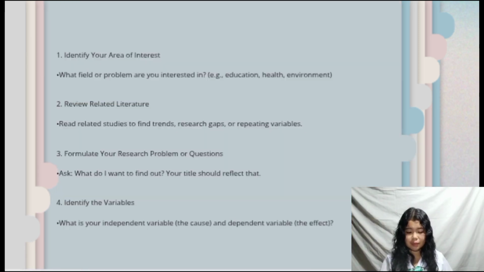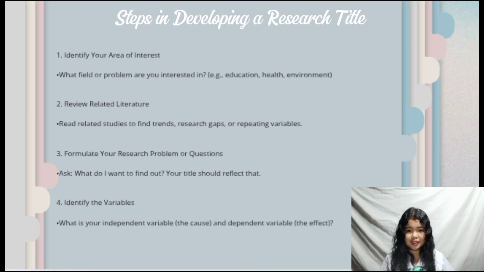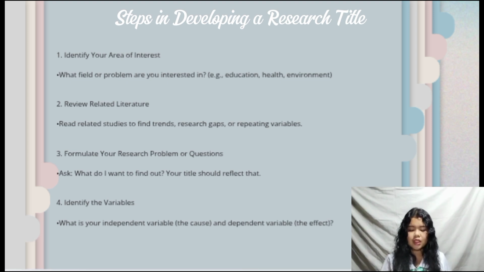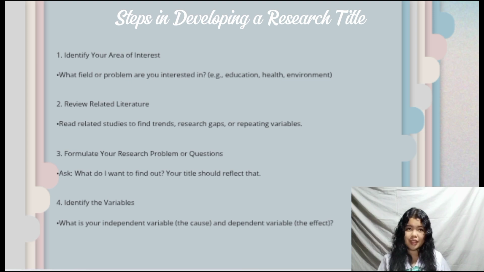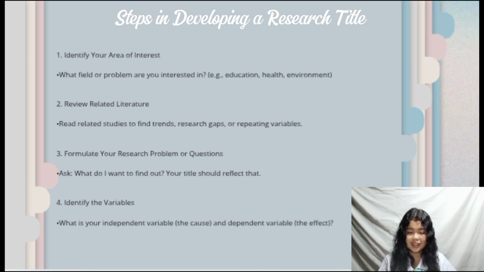So now let's discuss steps in developing a research title. Number 1, identify your area of interest. What field or problem are you interested in? So it could be about education, health, and environment. So I'm going to use as an example our research title for our subject, practical research. So our research title is the effectiveness of dengue awareness and public health campaigns. So obviously, as you can see, if you read our research title, the problem we're interested in is about health.